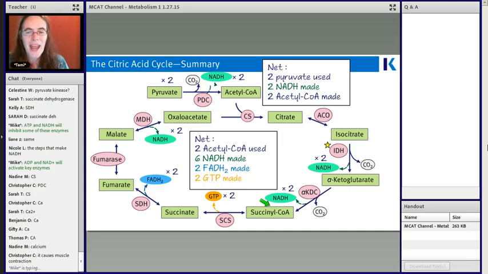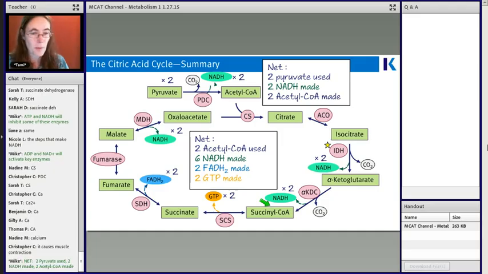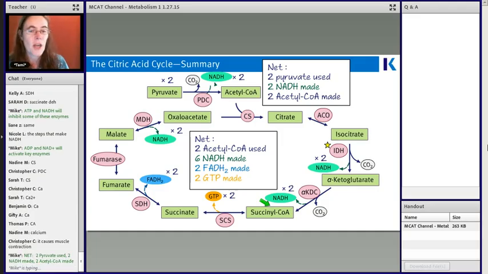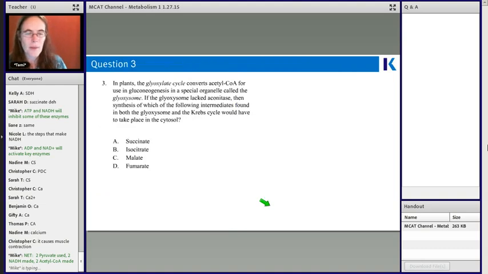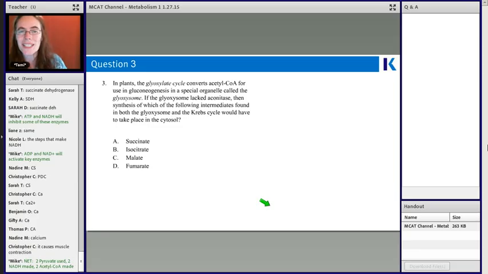And again, FADH2 is actually part of the electron transport chain, so SDH is in that inner mitochondrial membrane. Know what is net made here. All right. Whew. It's a lot of information. But we absolutely have to know this for test day. The AAMC has said on the new MCAT, this is absolutely testable material.